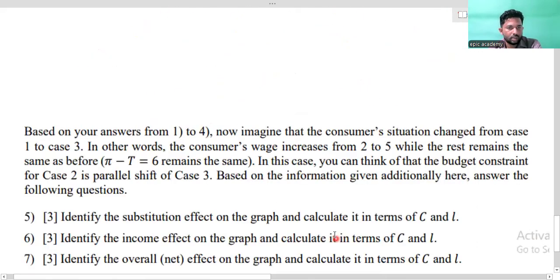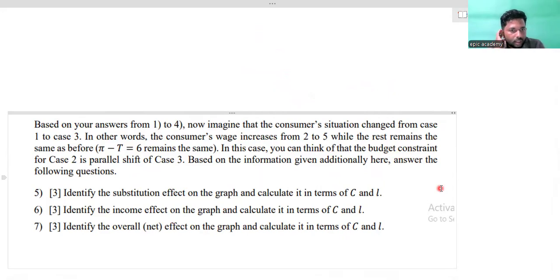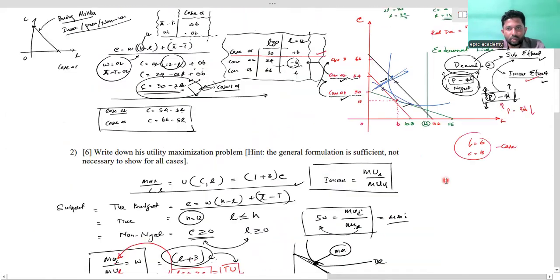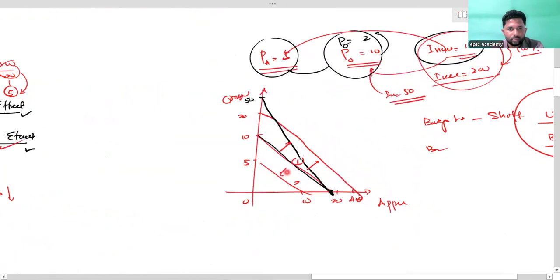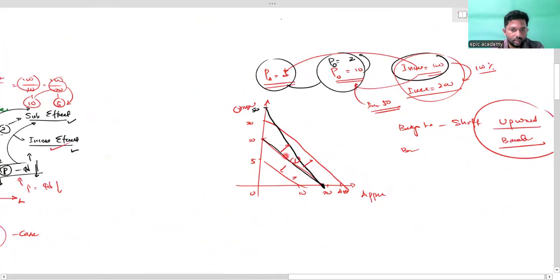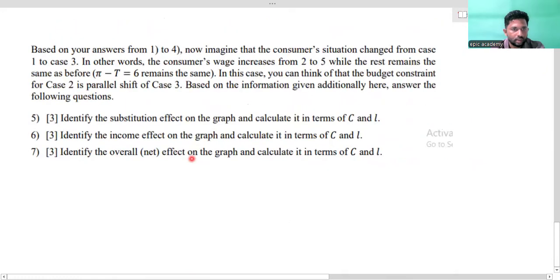Based on answers 1 and 4, now imagine the consumer situation changes from case 1 to case 3. In other words, the consumer's wage increases. Now you can identify why I already discussed this. Changing wages shifts the curve. Changing prices changes the direction of the curve. This case is related to that.